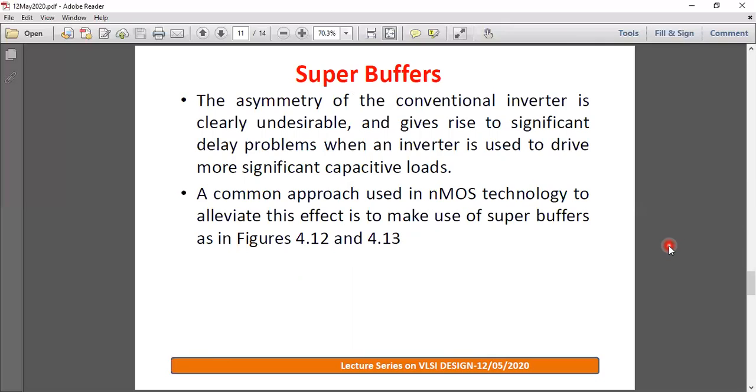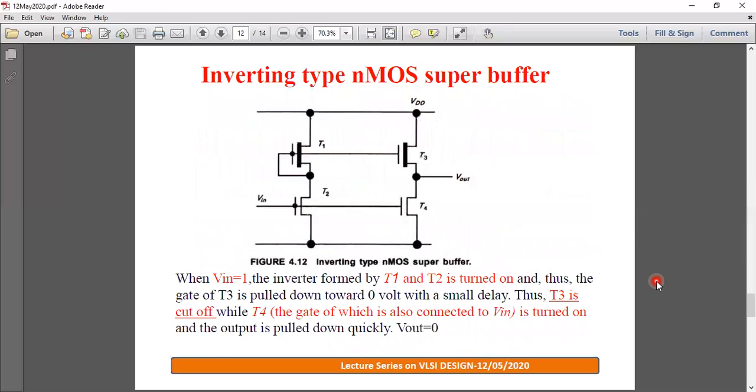So in cascaded inverters, the width factor was increasing by a factor of F for the succeeding stages. Hence, because of the asymmetry of these inverters, it gives rise to delay problem when an inverter is used to drive more significant capacitive loads. Hence, the solution is to use super buffers in NMOS technology. So we have two types of super buffers. Inverting type, that is V out will be V in bar. Non-inverting type, where V out will be equal to V in value.